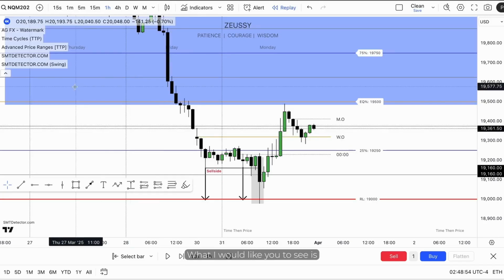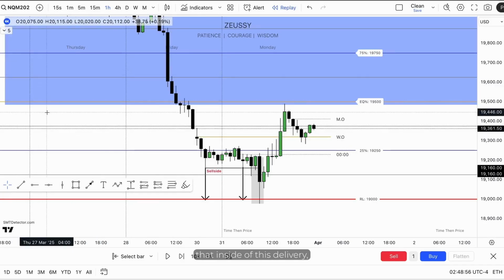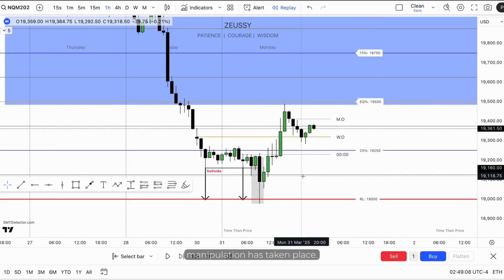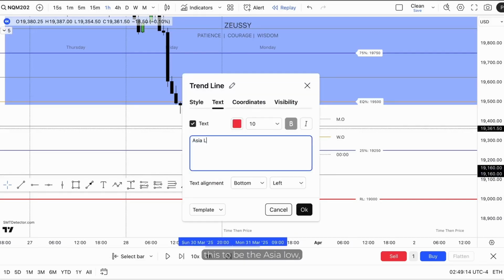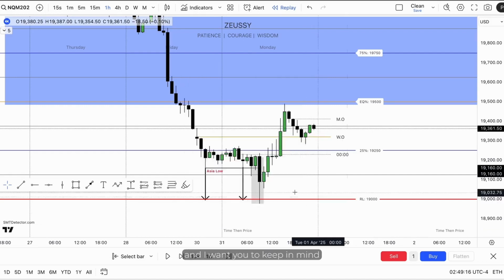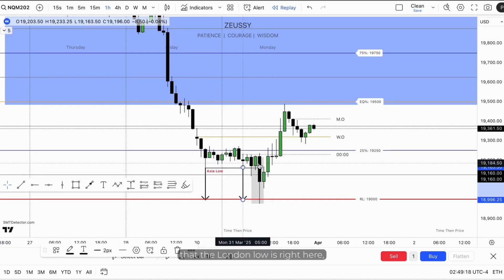What I would like you to see is that inside of this delivery, there are a few things which you can recognize from that RE chart already. You can recognize the engineering of liquidity, you can recognize the influence of time cycles, and you can recognize where manipulation is taking place. So what I'm basically going to do is outline this to be the Asia low, and I want you to keep in mind that the London low is right here.